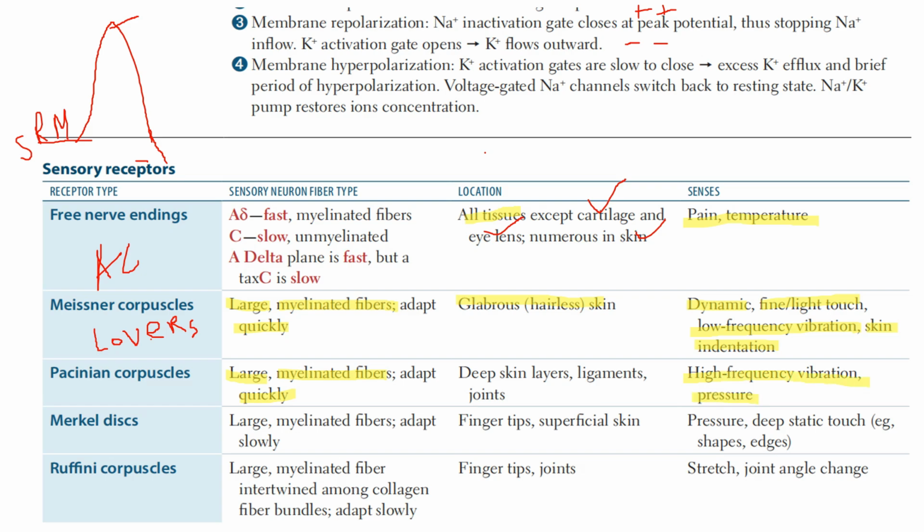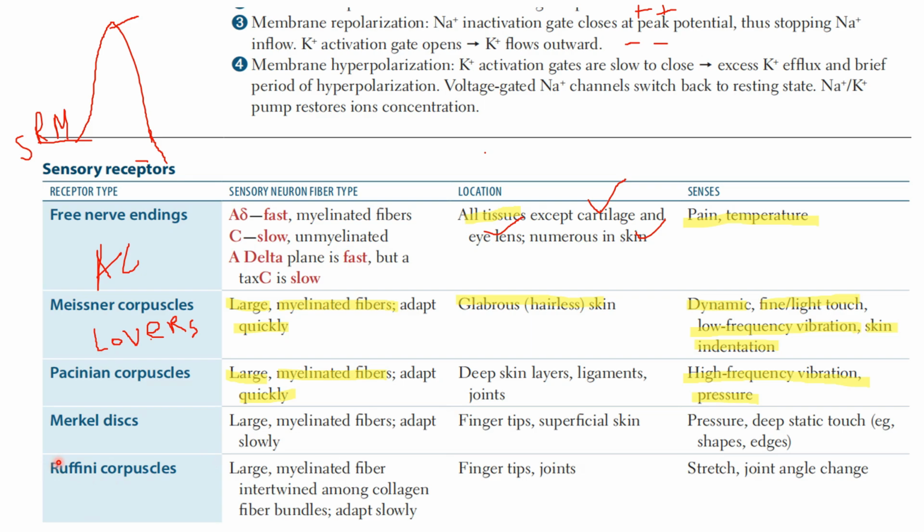So apart from the example, these are the senses we are going to feel. This receptor, the Pacinian, is going to sense high frequency vibration and pressure. And where is it going to be? It's going to be in the deep skin layers, and also in the ligaments and the joints.